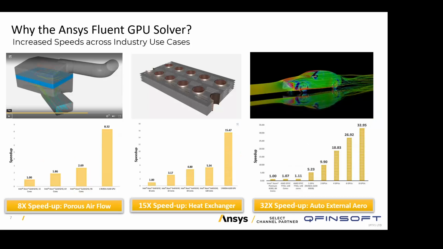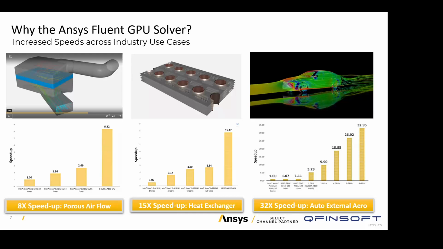Let's look at the increase in speed we can get from some industrial cases. On the left hand side, we look at airflow through a filter which has a porous zone, and there we compare the Intel Xeon Gold processor with 32 cores with an NVIDIA A100 GPU card. And in this case, the GPU card is about 8 times faster than the Xeon Gold. In the middle, we have flow through a heat exchanger, and there we can compare the Intel Xeon Gold with 8 cores with one NVIDIA A100 GPU card. And there, the GPU is about 15 times faster than the Gold processor with 8 cores.